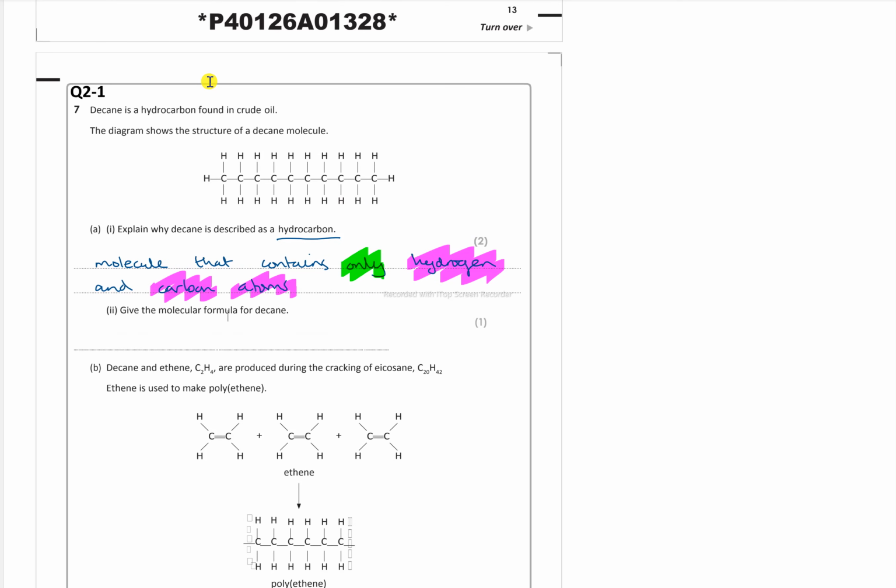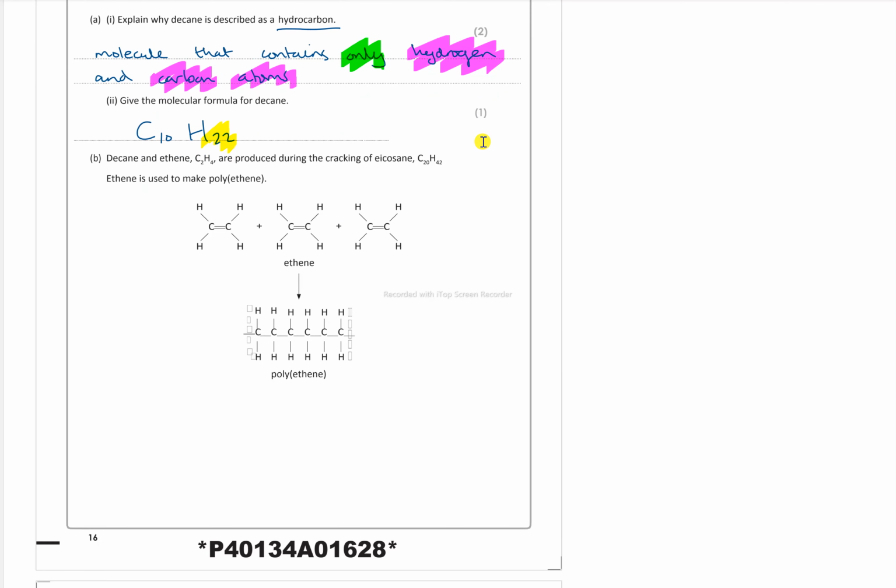Give the molecular formula for decane. So what they're saying to you, count the number of carbon atoms: 1, 2, 3, and because it's dec, you know it's going to be 10. Because it's a decane, I can double the 10 and add 2. I can count it: 20, 21, 22. So that's what it is.